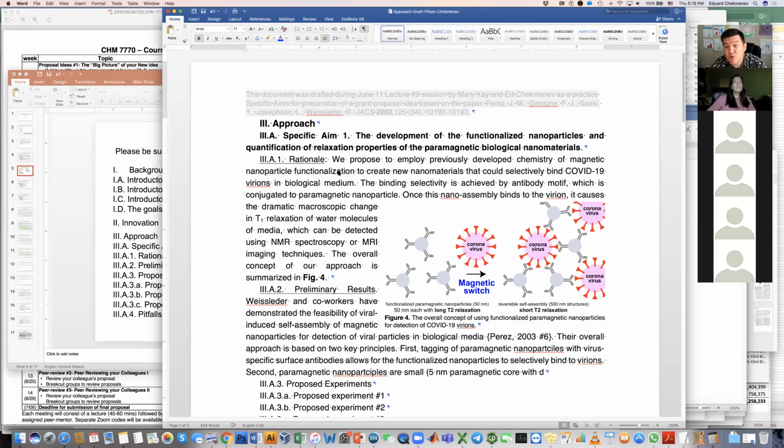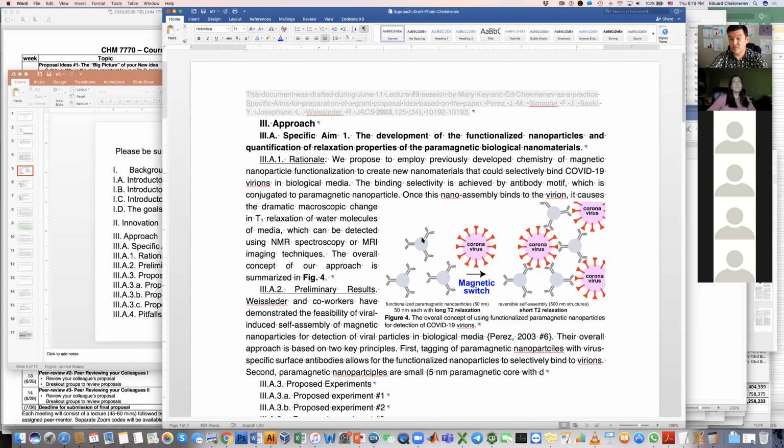We propose to employ previously developed chemistry of magnetic nanoparticle functionalization to create new nanomaterials, because they will be sensing COVID-19, that could selectively bind COVID-19 virions in biological media. This is a typo. The binding selectivity is achieved by the antibody motif, which is conjugated to paramagnetic nanoparticles. So here's my figure, to which I'm going to be referring a little bit later.